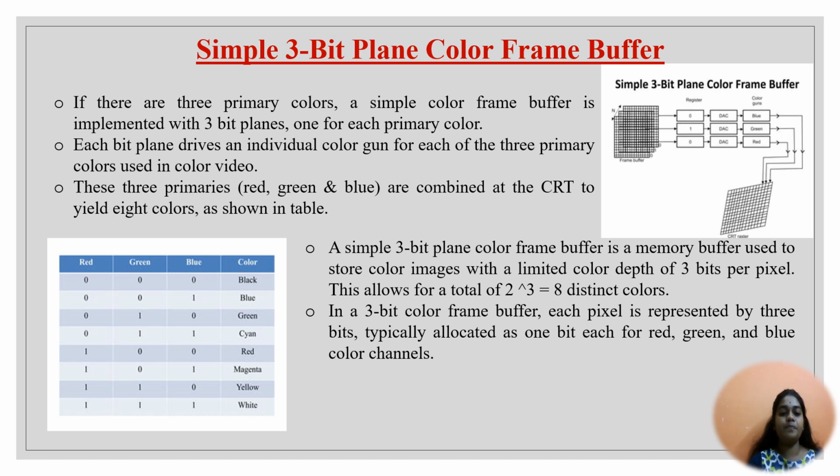in this table. A simple 3-bit plane color buffer is a memory buffer that is used to store color images with a limited color depth of 3 bits per pixel. So the total is 2 power 3, that is 8 distinct colors. In a 3-bit color frame buffer, each pixel is represented by 3 bits, typically allocated as 1 bit each for red, green, and blue color channels.